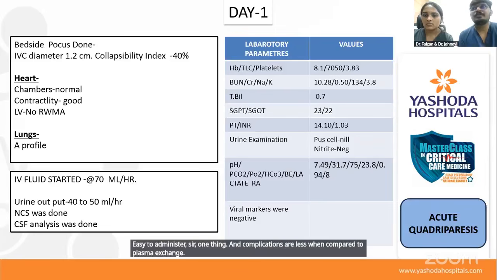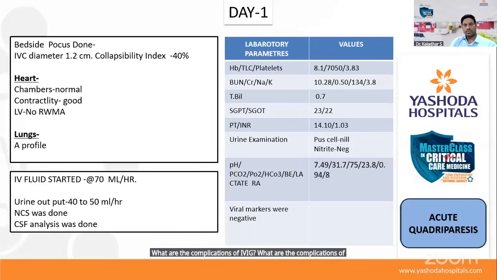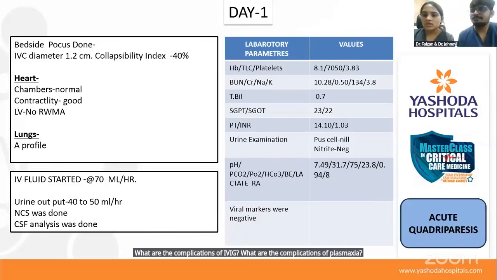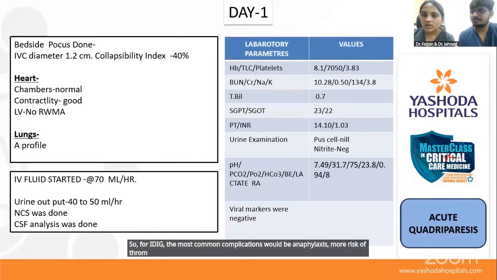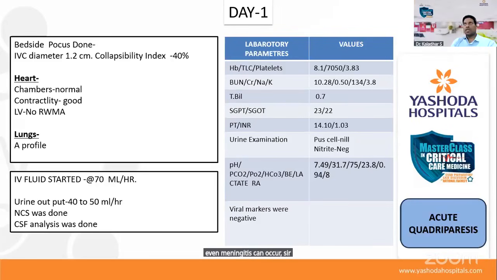And any other things? What are the complications of IVIG? What are the complications of plasma exchange? So for IVIG, the most common complications would be anaphylaxis, more risk of thrombosis, and even meningitis can occur, sir. Because those are all possibilities.